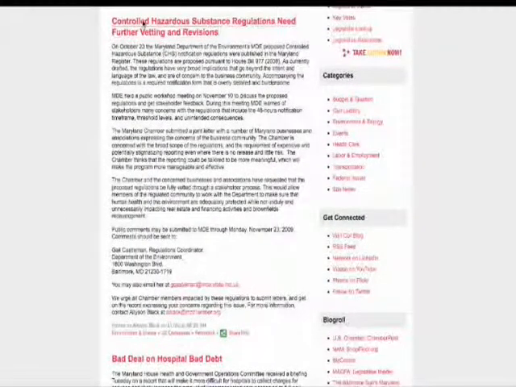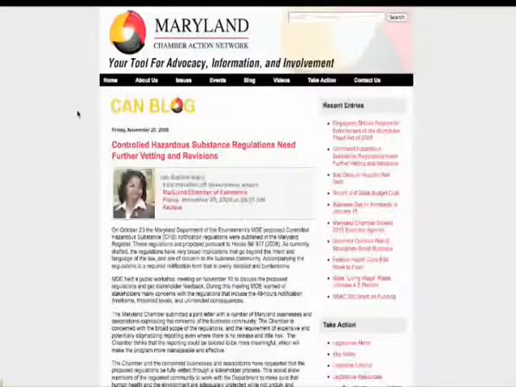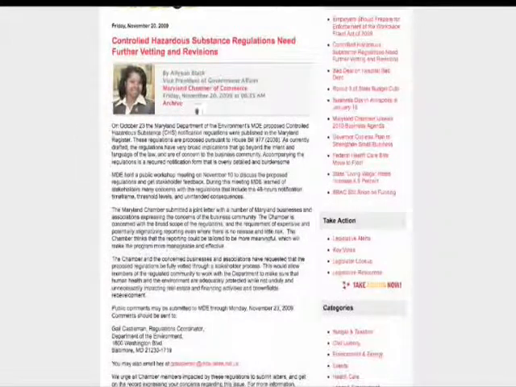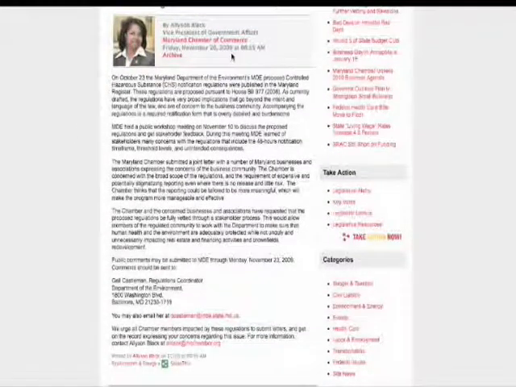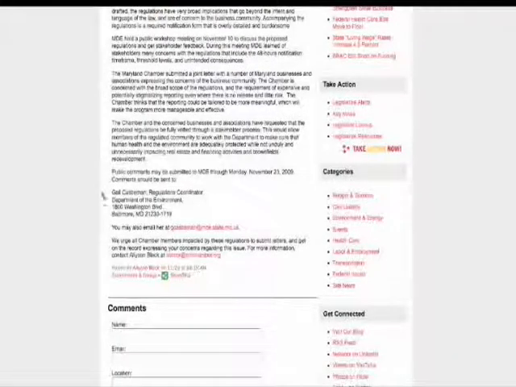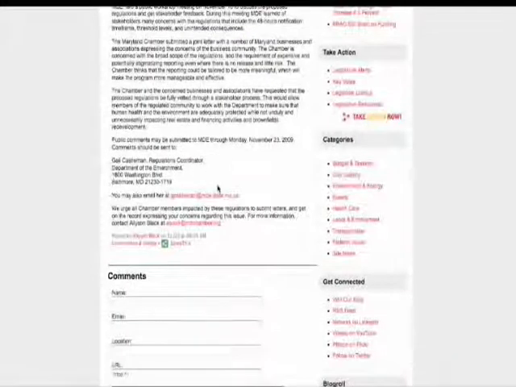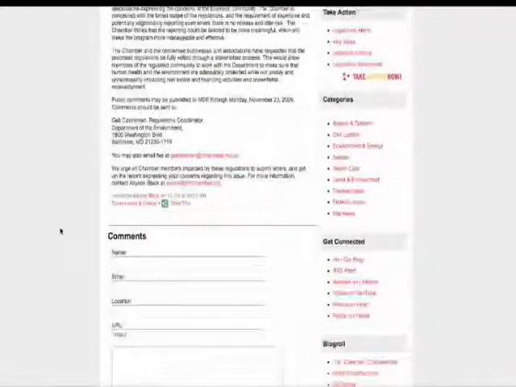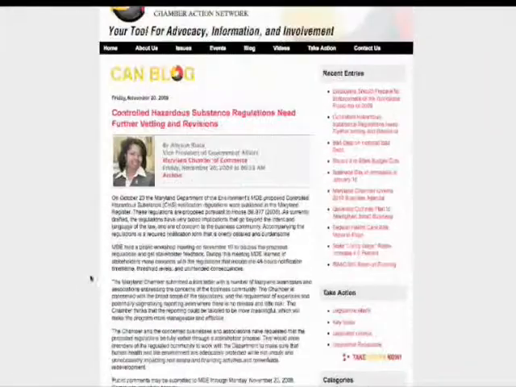So in this post, let's go ahead and drill in on this one. For the controlled hazardous substance regulations need further vetting and revisions. They show who it was written by and the date and time, have her photo. Then they give the description, and then they have the call to action here. Public comments may be submitted to MDE through Monday. Here's who to contact. You may also email her. They urge all members to contact about how they're impacted by these regulations, submit letters, and so forth. And then they have the ability to add comments there, although there aren't any on this post itself.